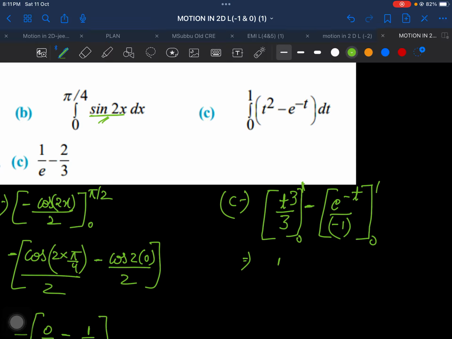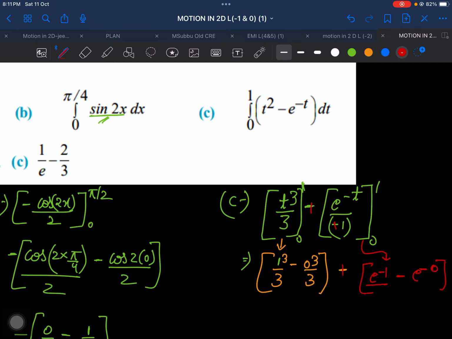Okay, so let me put the limits in this part first. So it is 1 by 3. Clear? 1 cube by 3 minus 0 cube by 3. Check. Now let me put the minus sign here and put the limits in this case. So it is e to the power minus 1 divided by minus 1, or you can say this is plus, right? No problem of minus. e to the power minus 1 minus e to the power minus 0. Okay, check all of you.